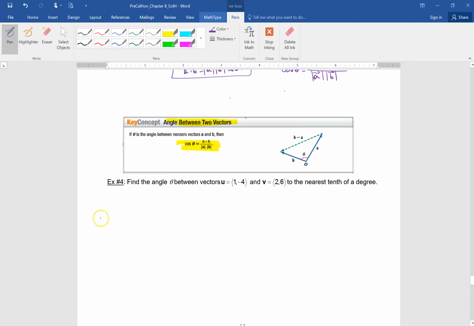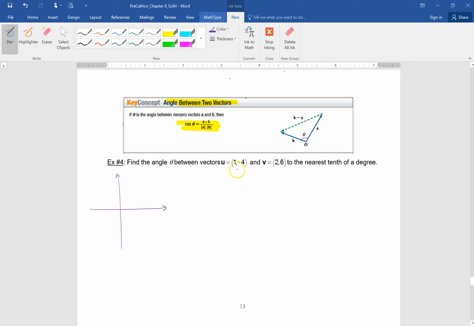Let's plot this for a minute. Let's just take some time to do this. You have a vector u, and its components are 1 and -4. That means you go over 1 and down 4 units. So that's your vector u. I admit it's not completely accurate, but it's close enough. Then you have your vector v. Where is v? You go across 2 and 6 up.